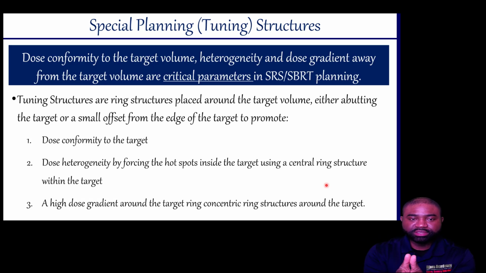And so, to summarize this slide, dose conformity to the target and dose gradient away from the target are critical in a successful spine plan. Tuning structures or planning structures are used to promote dose conformality, as well as to evaluate the plan after it is completed. Additionally, we use concentric rings around the target to modulate or to force the dose gradient around the target in order to meet our dose constraints.